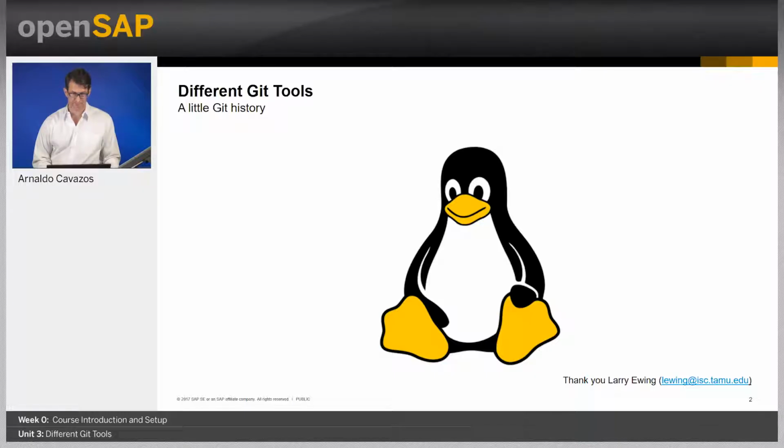But first, to provide some context, I'd like to speak a little bit about the origin and the history of Git. You may be familiar with this guy, Tux. Tux is the symbol of the Linux operating system, a well-known open source operating system that Linus Torvalds began developing in 1991. Over time, Linux grew in importance and popularity, and in 2005, Linux development hit a crisis.